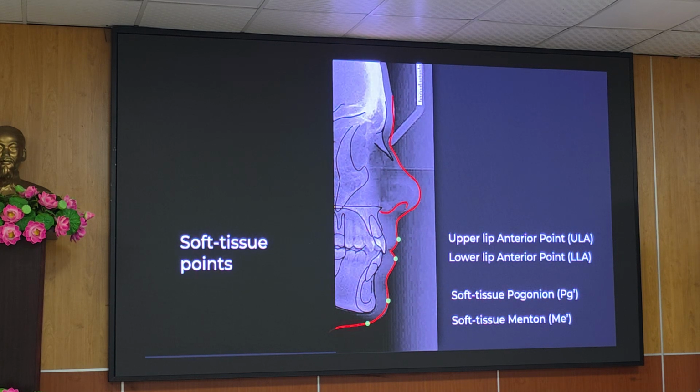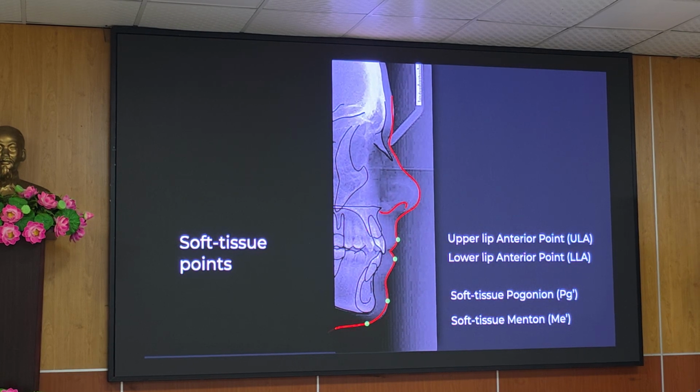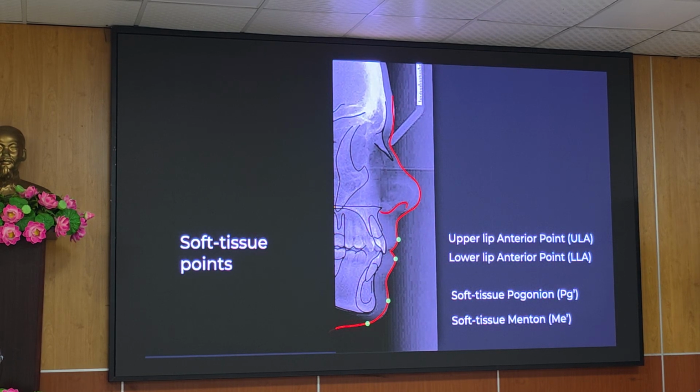And then we have again a familiar point, which is the menton. We have seen this point in the hard tissue analysis, which is the lowest point on the outline of the symphysis, on the lower border of the mandible. Here, the similar point is on the soft tissues. We call it the soft tissue menton, denoted as capital M, small e, dash.